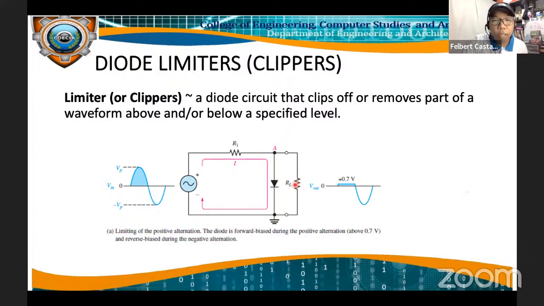Pero, yun nga. So how do we determine the voltage across here? Since we have an input voltage na in negative na polarity, so negative VP, multiply lang natin doon sa RL divided by the total resistance, which is the sum of R sub 1 and R sub L.